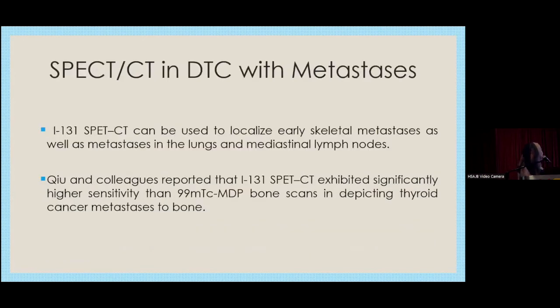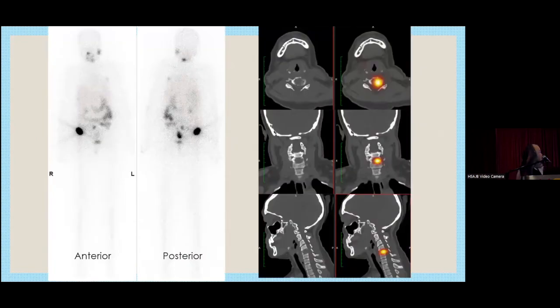How about using SPECT-CT in DTC with metastases? We know that SPECT-CT can be used to localize early skeletal metastases, as well as mets in the lungs and also mediastinal lymph nodes. Qiu and colleagues reported that iodine-131 SPECT-CT exhibited significantly higher sensitivity than Tc-99m MDP bone scans in depicting thyroid cancer metastases.